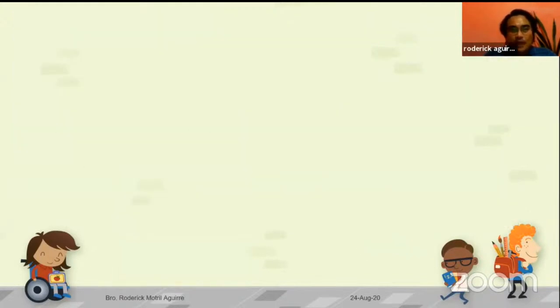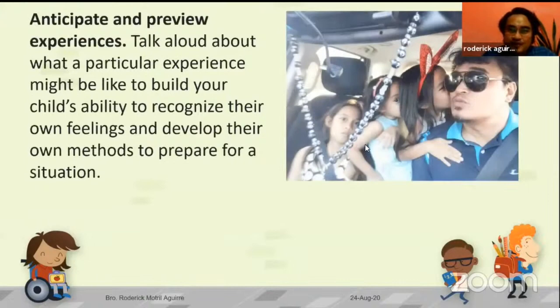Anyway. Another one is anticipate preview experiences. So think aloud, talk aloud about what a particular experience might be like to build your child's ability to recognize your own feelings. So what I do, like when I'm driving to somewhere else, like I bring my nieces to work, or we go to Robinsons or a mall, while I'm driving, sometimes I voice out my thoughts. Bakit kaya parang mali yata, tumatawid yung mga tao sa maling tawiran. They're not supposed to do that. That's wrong. And then all of a sudden, the kids, yes, Uncle, they're not supposed to do that.